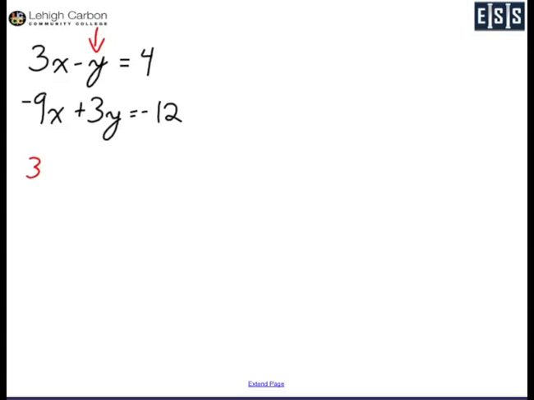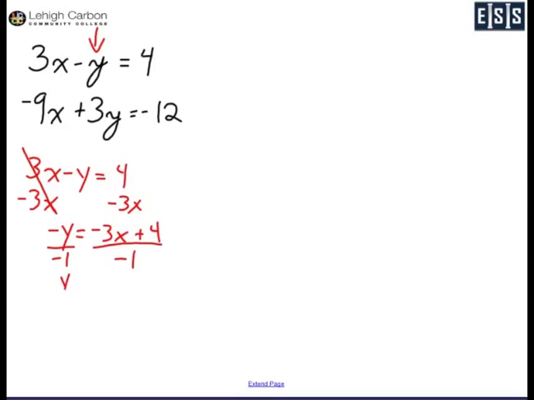So starting with 3x minus y equals 4. Subtract 3x from both sides. Those are going to cancel. I have negative y equals negative 3x plus 4. Divide by negative 1. Y equals 3x minus 4. So now I want to take this and substitute it in for my y in the second equation.